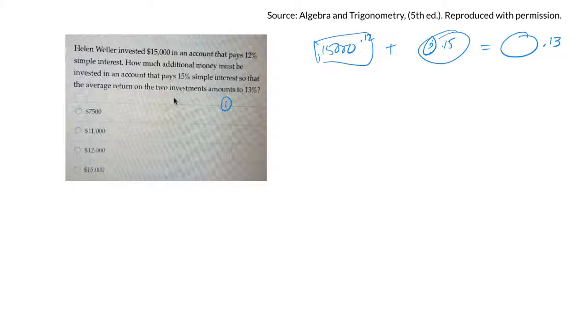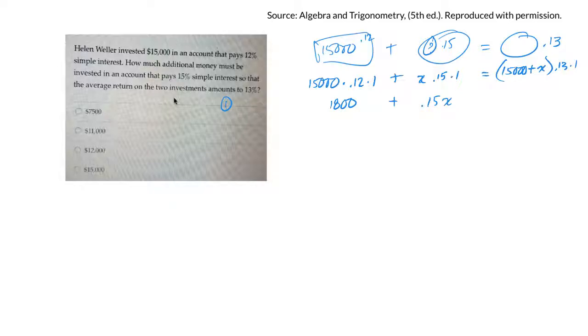And so I'll have 15,000 times 12% times 1 year. If you multiply that, I think that gives you 1,800. Plus, we don't know how much extra money there is, so we'll just use X for that. So X times 0.15 times 1, so that'll be 0.15x is equal to, on this side, the sum of the two amounts. So it'll be 15,000 plus x times 0.13 times 1.